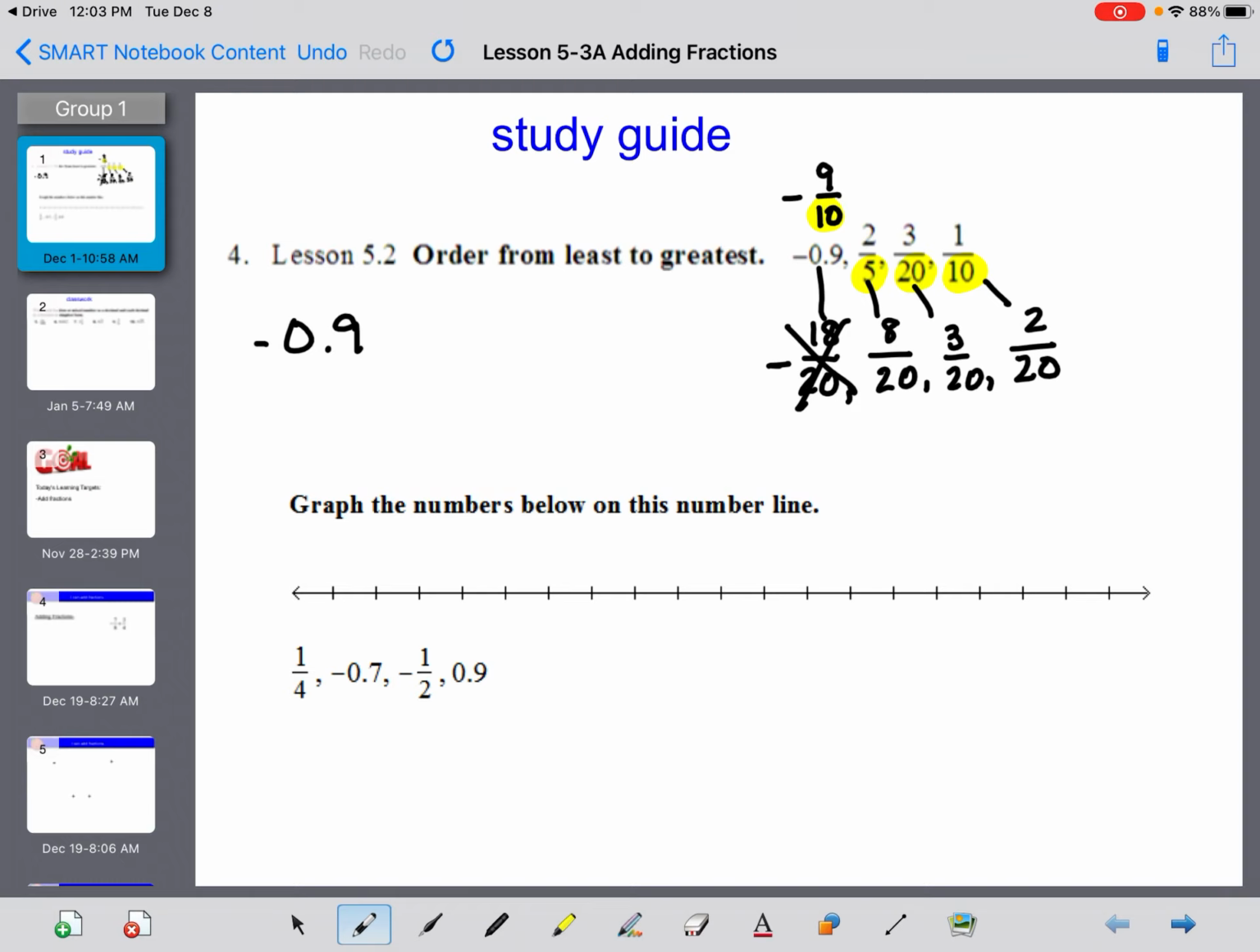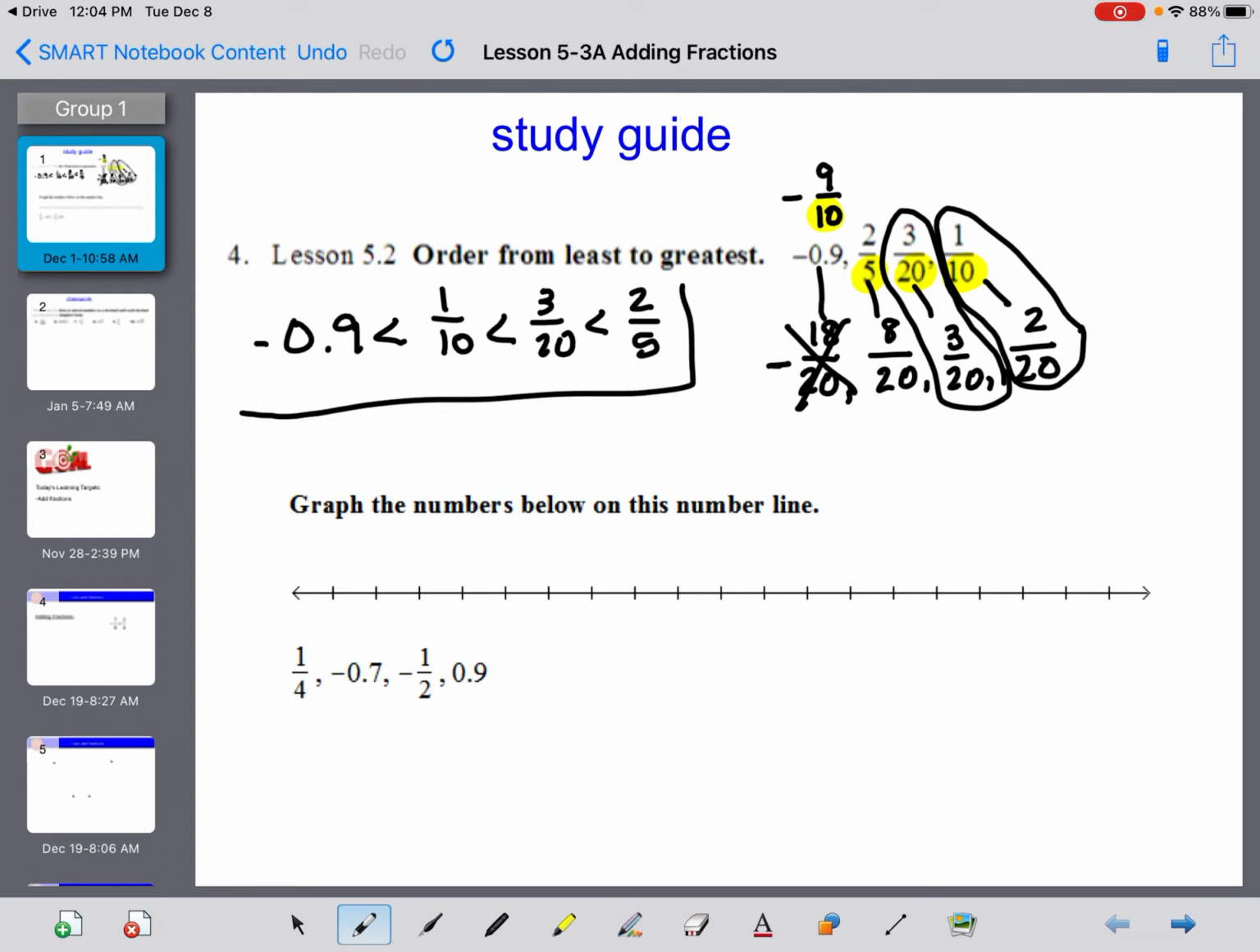Then the next one would be 2/20. 2/20 is the same as 1/10, so I'm going to write 1/10 next. Then 3/20 is the next one in order. And the last one is 8/20, which is the same as 2/5. Notice how I always give the answer of the original values, but I use the fractions to help me with that order. The next one, graph the numbers on the number line below.